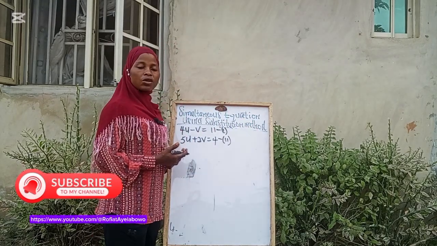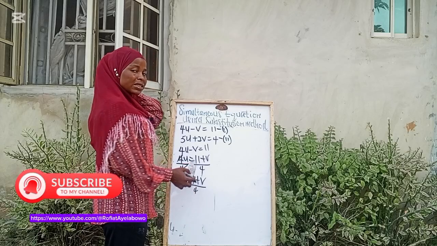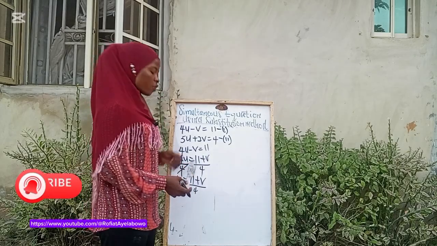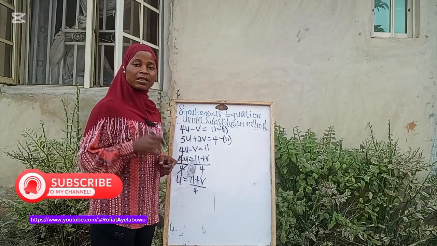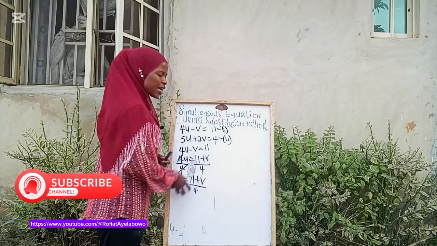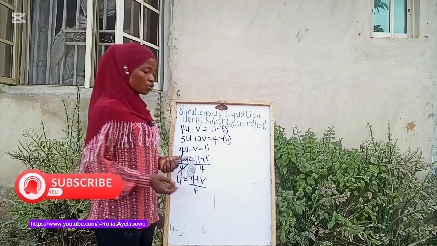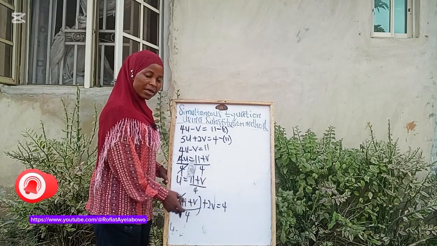Let's take this equation. I will go with equation 1. I will isolate u in equation 1. With this, it means you've made u the subject of the formula. You are done with the first step. Now the second step is to substitute the expression for the isolated variable into the other equation, which is equation 2. Use this 5 to open the bracket.